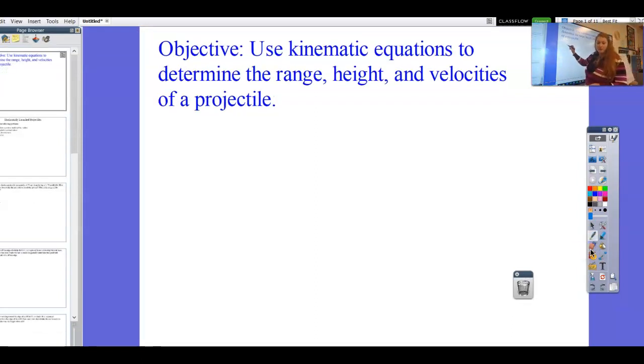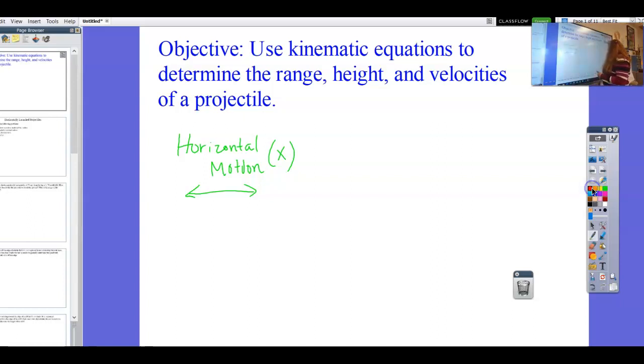The first equations we have deal with the horizontal motion of a projectile. Remember, the horizontal motion deals with x, that's moving left and right. And one thing we know about the horizontal motion is that it has a constant velocity. And remember in your notes, it has a constant velocity because there's no force acting in that direction. I'm going to go ahead and use a different color here for horizontal motion. We only have one equation, and that is the equation to find the range.